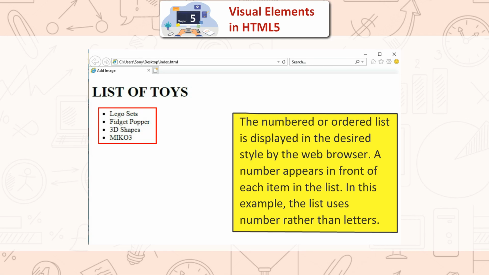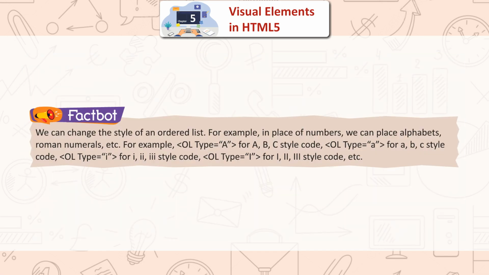The numbered or ordered list is displayed in the desired style by the web browser. A number appears in front of each item in the list. In this example, the list uses numbers rather than letters.